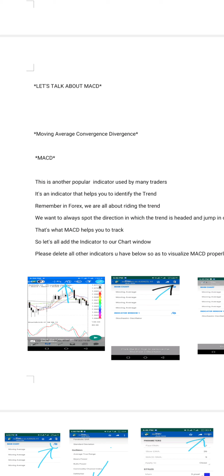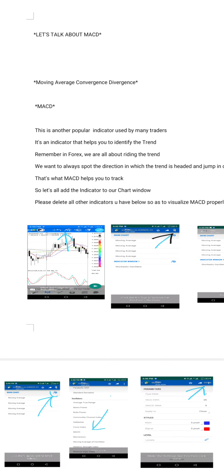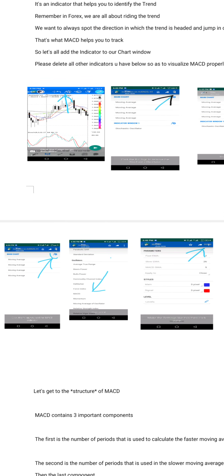The meaning of MACD is moving average convergence divergence. MACD is used by many traders. It's an indicator that helps you identify the trend. Like I've always been saying, you need to trade in the direction of the trend in forex for it to be profitable. So MACD as an indicator helps you to track the trend. It helps you to know the exact trend you are currently under.